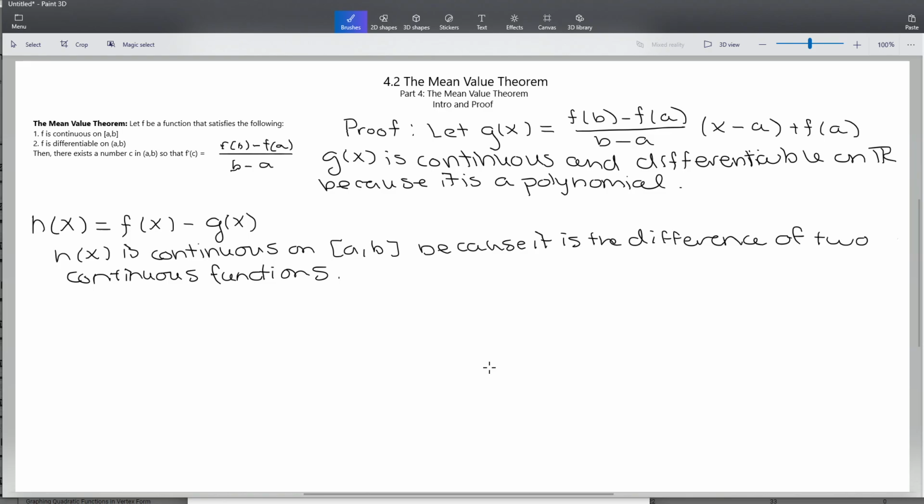Okay, and this is a very similar reason to why h of x is differentiable. It's differentiable on the open interval because it is the difference of two differentiable functions.